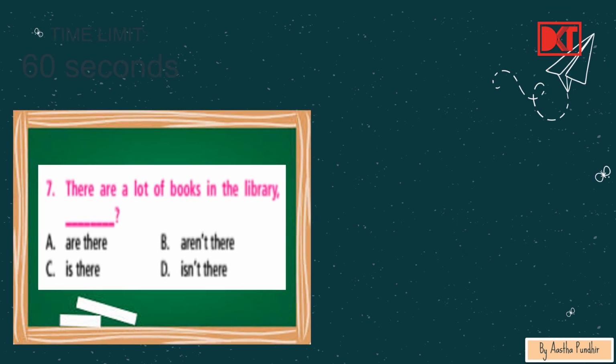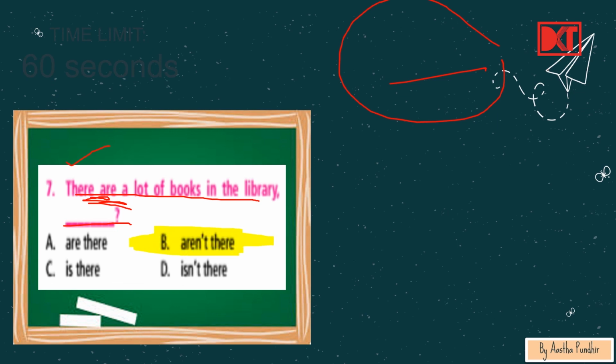Okay, here we have "There are a lot of books in the library, dash." There are a lot of books. This is a positive statement, so we make a negative question tag. For a negative question tag, the subject is what? There, and the verb is are. So we convert this and say, "There are a lot of books in the library, aren't there?" Negative question tag. The others, you see, "are there" is positive. "Is there" is also positive, and the verb here is incorrect. Then "isn't there" is negative, but the verb is incorrect.